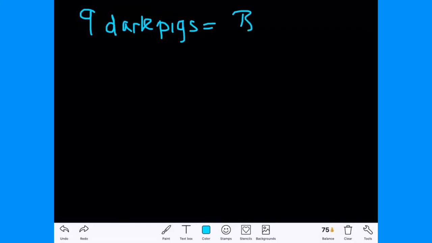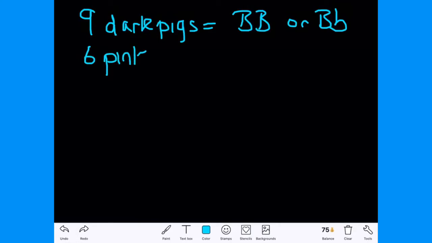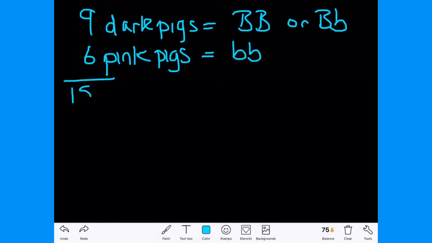We have 9 dark pigs, and they could either be homozygous dominant, big B big B, or heterozygous, big B, small b. We have 6 pink pigs, so they are the recessive trait. So they can only be small b small b, homozygous recessive. Altogether, the population is 15 pigs.